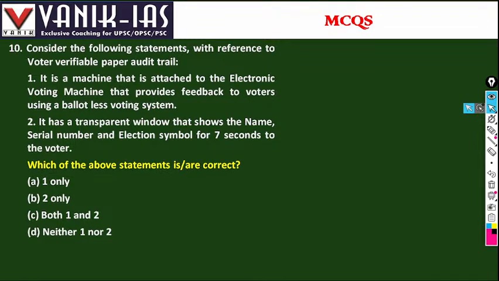Okay. So it is a machine that is attached to the electronic voting machine that provides feedback to voters using a ballot-less voting system. There is a transparent window that shows the name, serial number, and election symbol for 7 seconds to the voter. So here both are correct. To reform the election system and ensure transparency, the VVPAT machines are right now being added to the machines, and they are attached to the EVM.